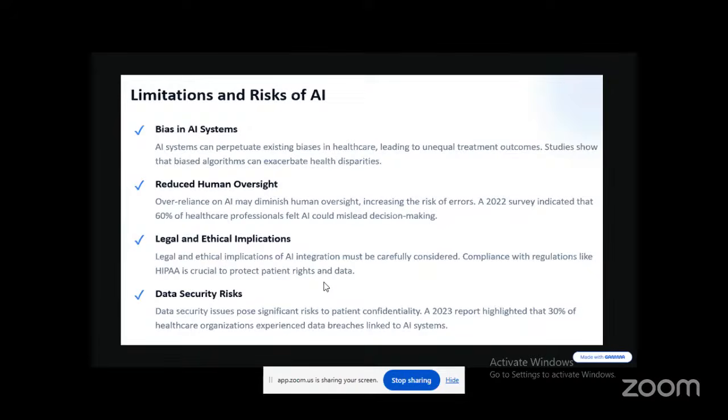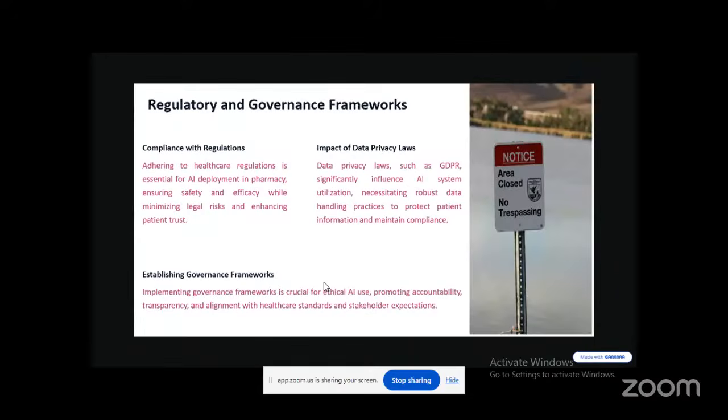And then there is reduced human oversight. Over-relying on AI, human involvement may diminish and increase the risk of error. We might blindly believe the stock value it is giving. We have to check, and cross-checking with human minds is important in this. So, AI-alone utilization is not at all preferable.